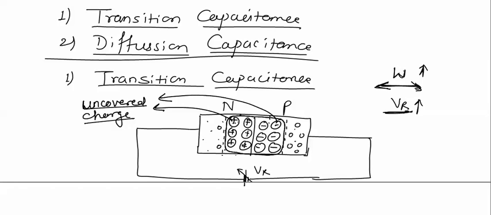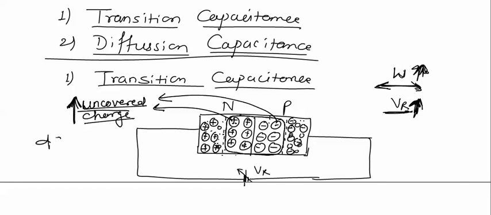Remember, positive ions are also there in the N region, but these positive ions are covered by electrons, and negative ions are there in the P side, covered by holes. The ions in the depletion layer are uncovered charge. With increase in reverse voltage, the depletion layer width increases, and so the uncovered charge in the depletion layer also increases.